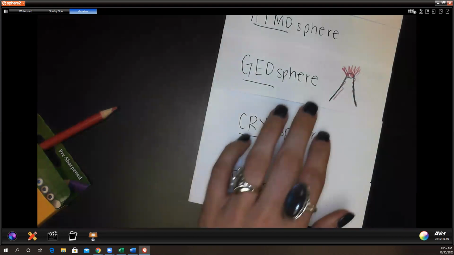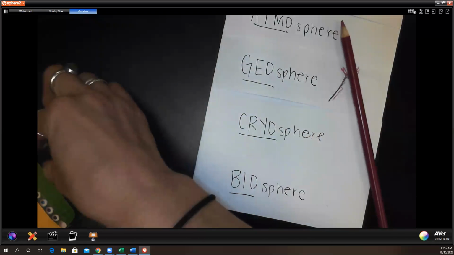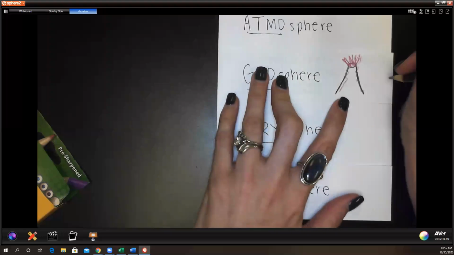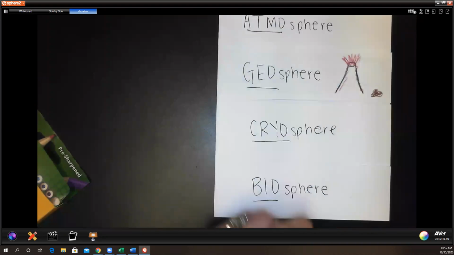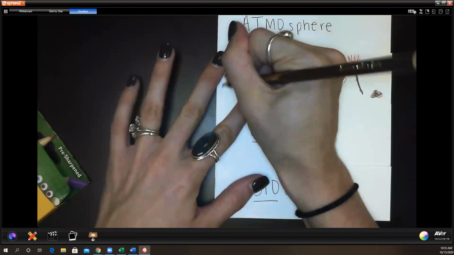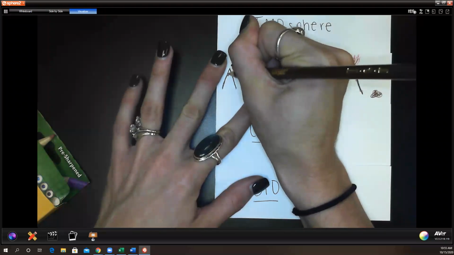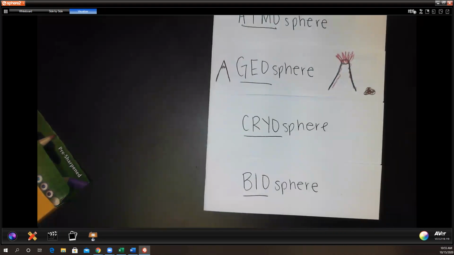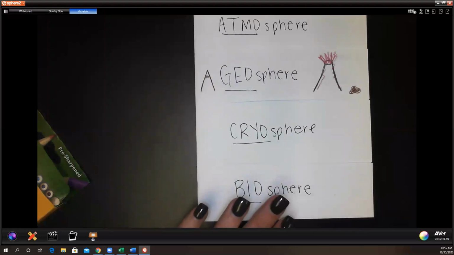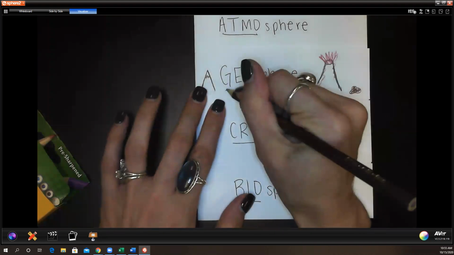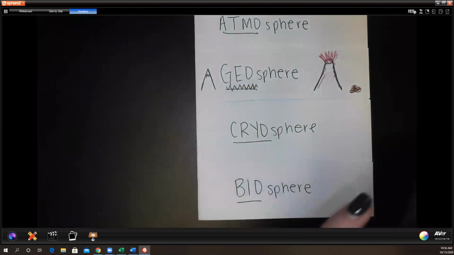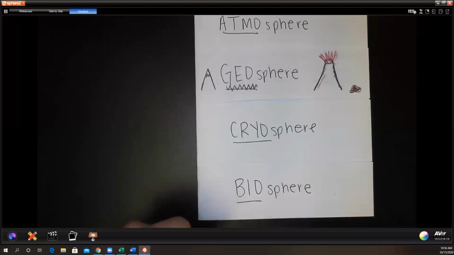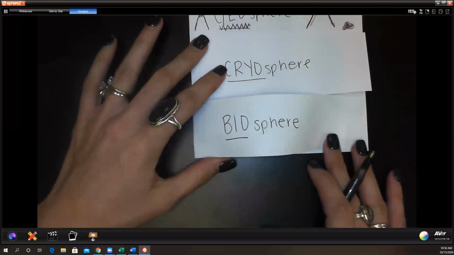We can draw rocks. Just something to help you guys remember what belongs in the geosphere. Right? A rock. A mountain. Whatever helps you to remember what belongs in the geosphere. Right? We also talked about the biosphere. What goes in the biosphere? Or what did bio mean in Greek?